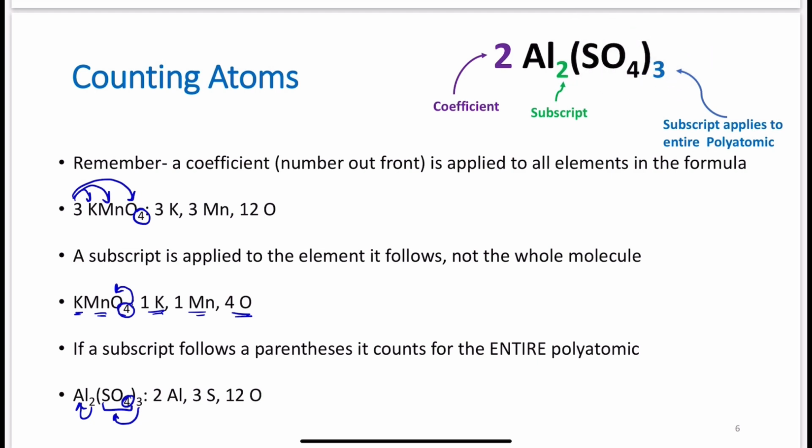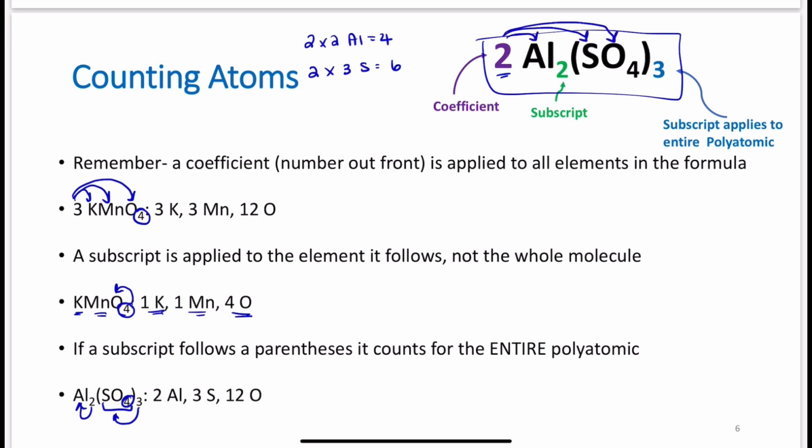Now, looking back at this aluminum sulfate up here, I've got this 2 in front. If I had this written down, this would be 2 times 2 for aluminum, overall 4. It would be 2 times 3 for sulfur, overall 6, because the 2 is distributed through, but this 3 is also distributed through. And this would be 2 times 4 times 3 for oxygen, overall 24, because I've got the 3 times the 4, which is 12, times the 2, giving me 24.